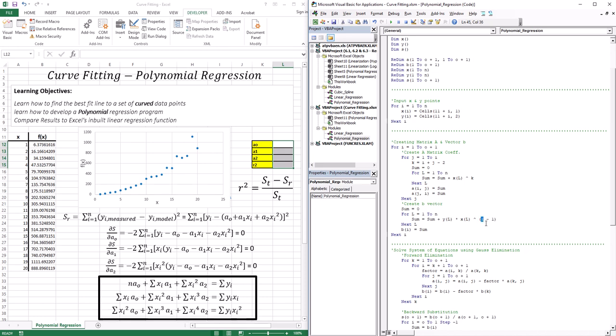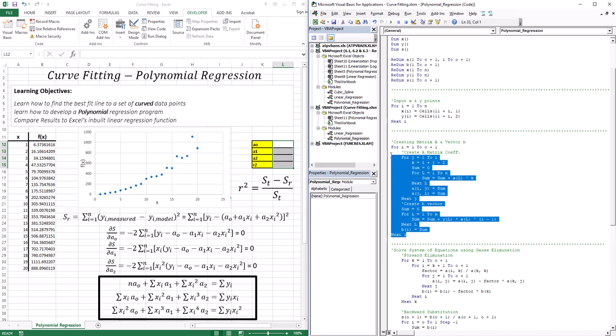So 3 minus 1, that's 2. So that's going to be yi times xi to the power of 2. And you can see that this loop is going to create this sum that we have down here. And it's going to be B3 is equal to the sum. Now, this took a while to explain, but this is basically the meat of the code.